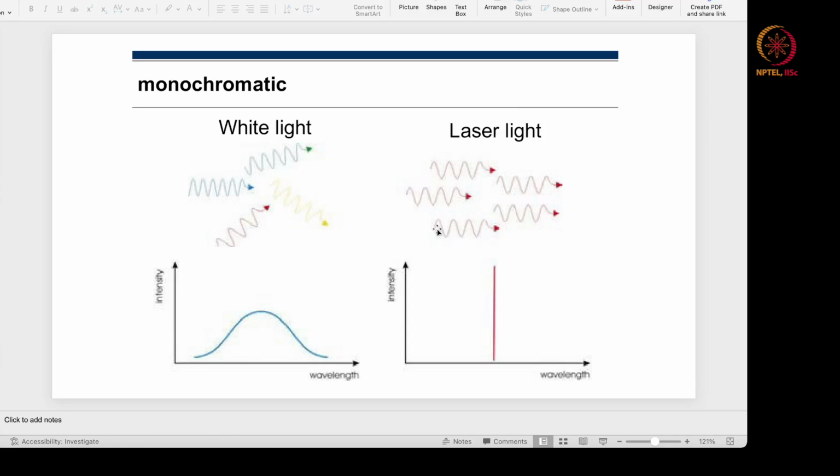Then you have the laser light, where all of them are phase matched, and you have an intensity across a particular wavelength. So it is very narrow. Though it seems like a line, it has a little bit of a width, mainly because of lots of non-radiative decay processes. But compared to white light, this is very sharp. So this allows us to focus the laser and send it over long distances and do a lot of manipulation.